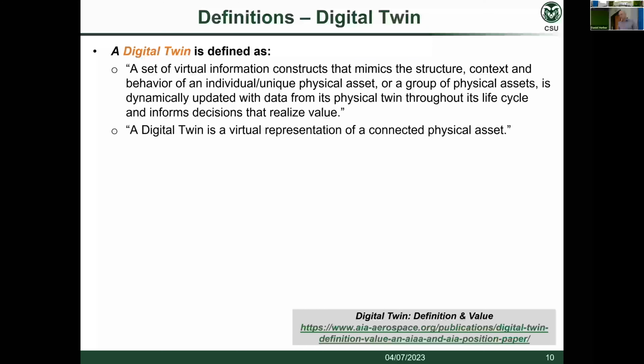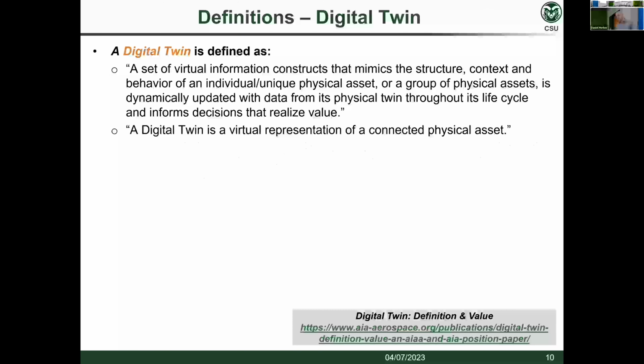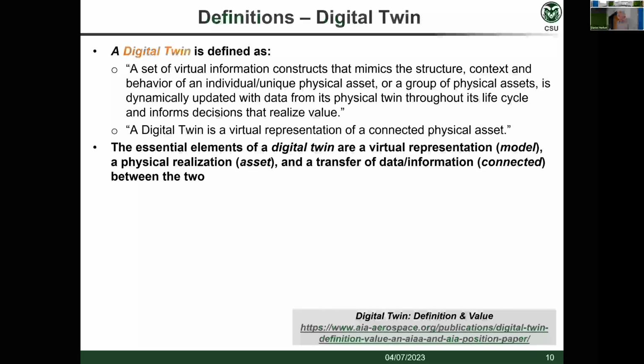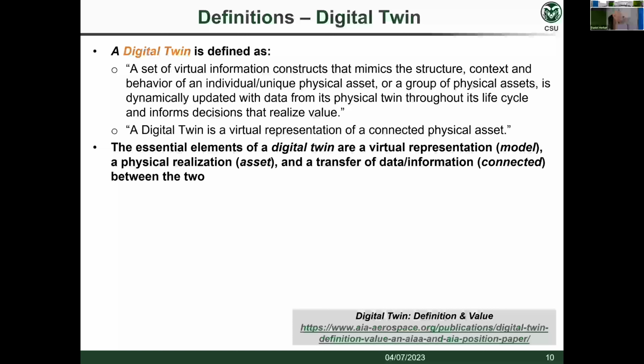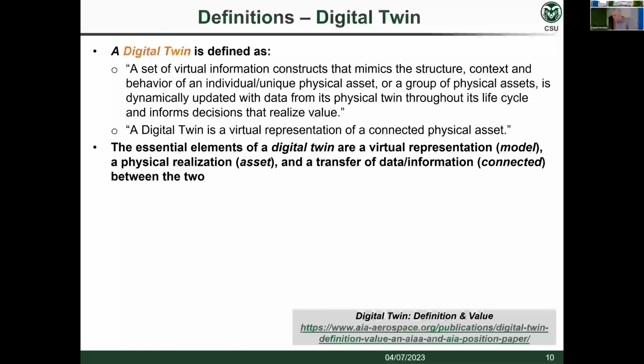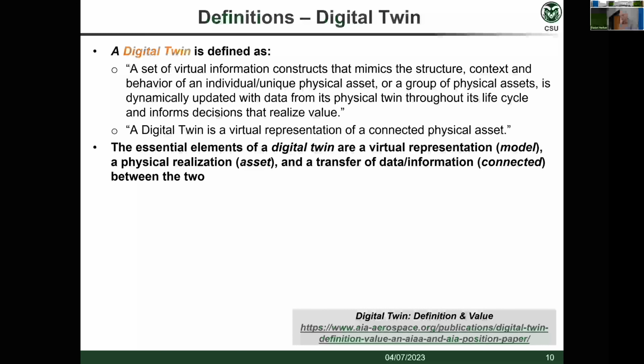Now, I know that's a wordy definition, so the working group that put forth this definition also has a slightly simplified one. A digital twin is a virtual representation of a connected physical asset. There are a couple of key aspects to keep in mind. The essential elements of the digital twin are the virtual representation, which we often call some type of model of the asset. Another key aspect is a physical realization, some sort of physical thing that we are trying to virtually represent with the digital twin.